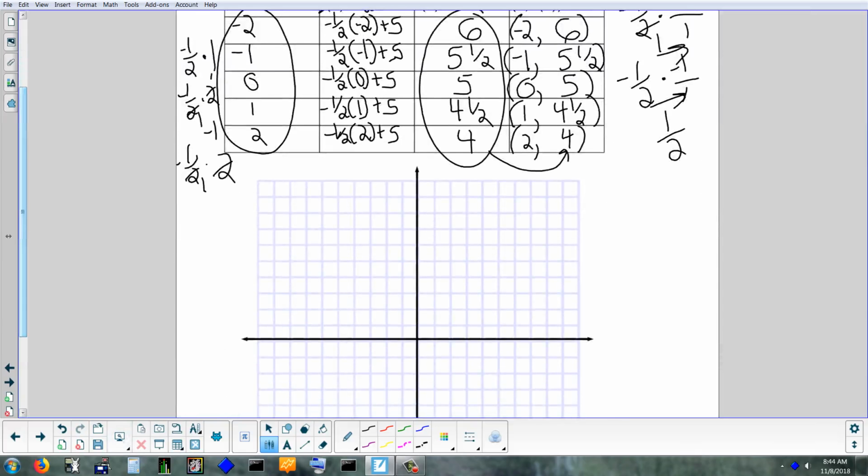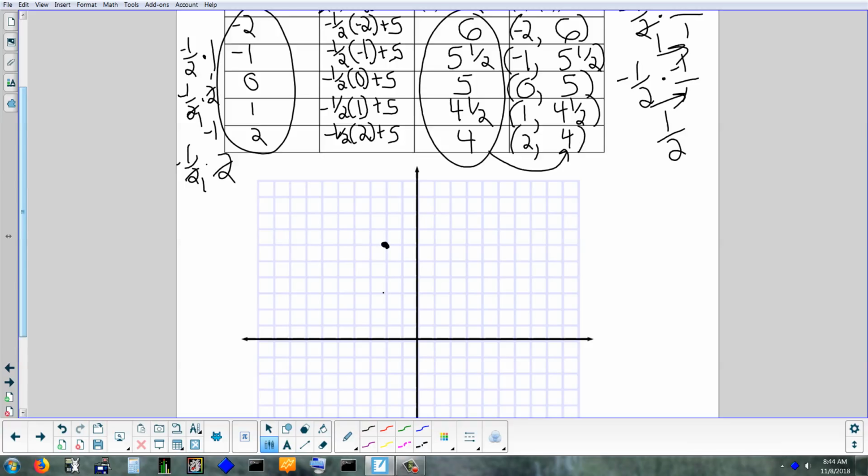All right. So I'm going to graph my first coordinate. Negative 2. Am I going to go left or right? Left. Which one's the x? Going across or up and down? Across. I'm going to go over to the left 2 because it's negative, up 6. 1, 2, 3, 4, 5, 6. There's my first coordinate. That's negative 2, 6 right there.